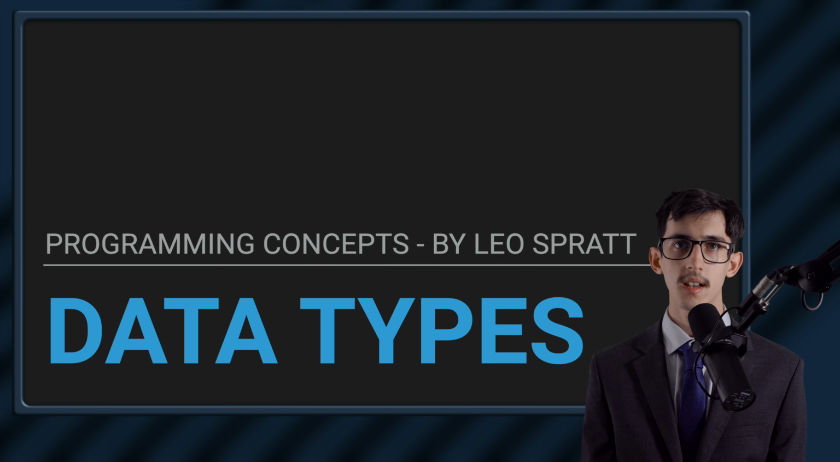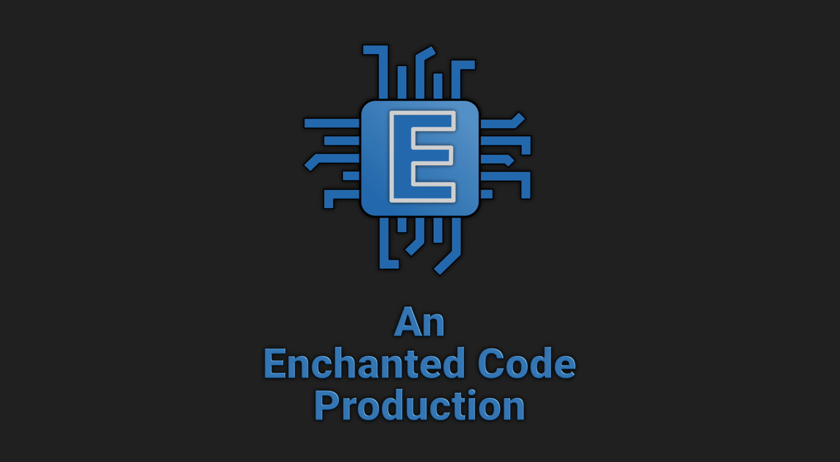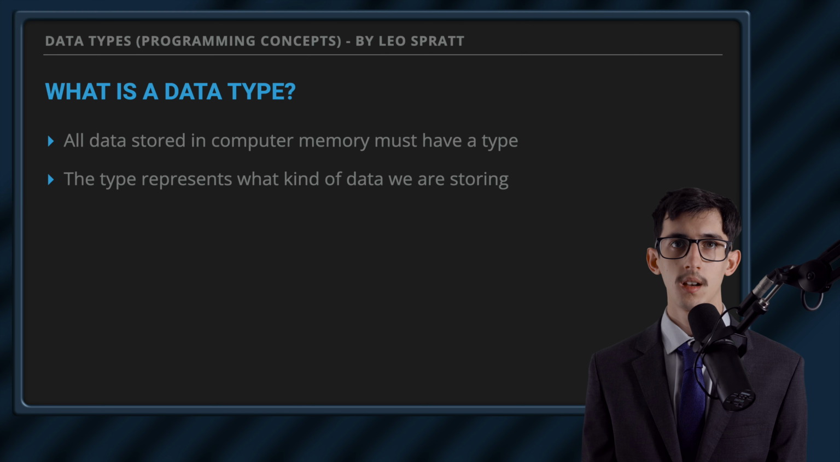I'm Leo, and today I'll be talking about the fundamental data types. First, what is a data type? All data stored in computer memory must have a type, otherwise a program would not be able to know how to handle it. This is similar to how data is useless on its own unless we have context. I would recommend you watch the video on this if you want further information, which is linked in the description.